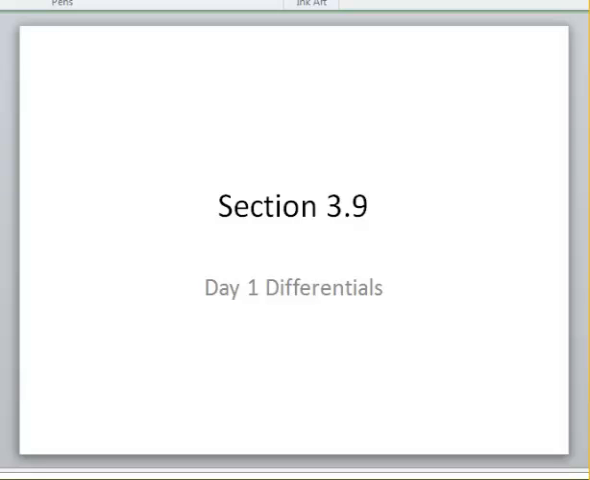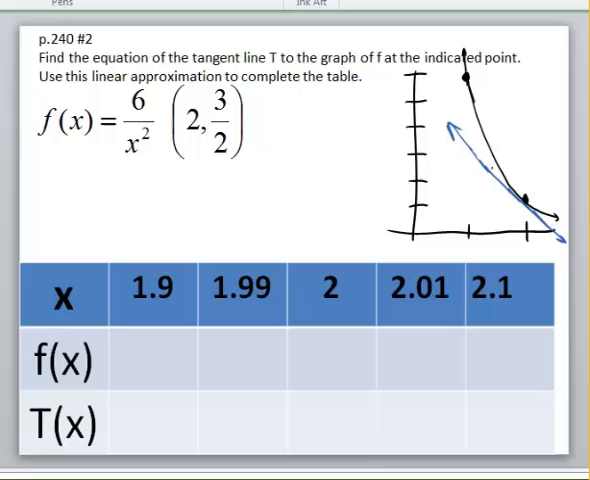Alright, today I'm going to start to talk about differentials. In all honesty, I think the easiest thing for me to do is go ahead and start a problem, and then I'll describe to you what differentials are a little bit further. So in this first problem, I'm going to find the equation of the tangent line to the graph of f at the indicated point. And then I'm going to use this linear approximation to complete the table, which is what we're doing with differentials. We're using a linear equation to approximate what the actual value is on the function itself.